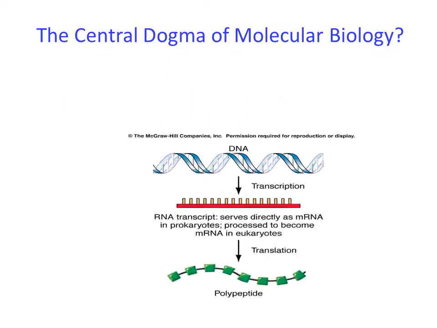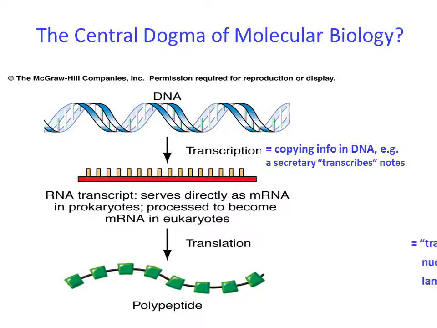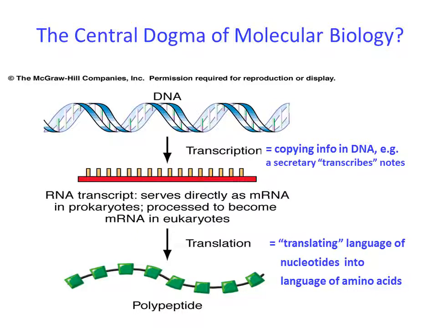The central dogma of molecular biology is that DNA gets transcribed into RNA, which is single-stranded, and RNA gets translated into proteins, shown here as a polypeptide chain, a link of a bunch of amino acids. So again, transcription you can just think of as copying information, similar to a way that a secretary transcribes notes. Translation is going into a whole new language, going from the language of nucleotides into the language of amino acids.